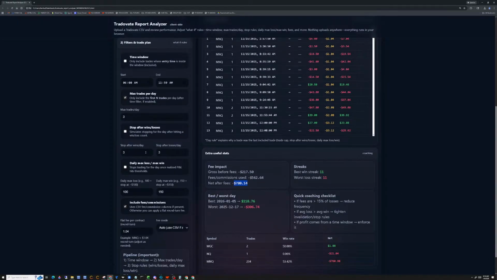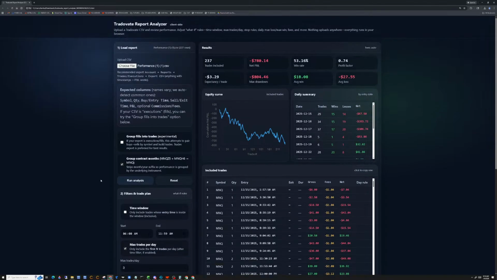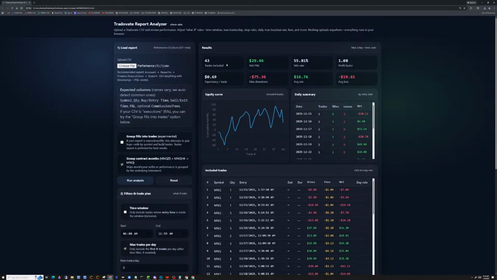So let's just go ahead and get rid of that. No ifs, ands, or buts, just 3 max trades. Boom. That instantly cuts everything down. Now we're looking at 43 trades. This is only $29. I know that nobody's going shopping, but this is all scalable.